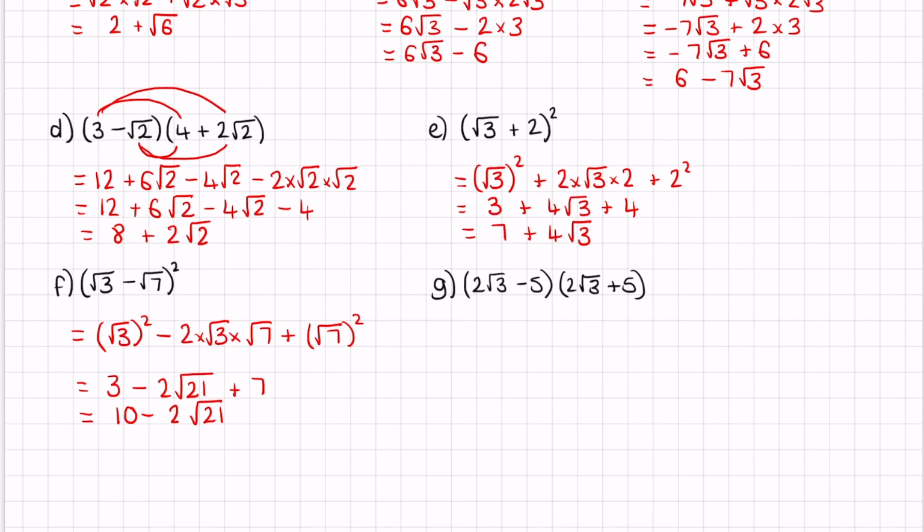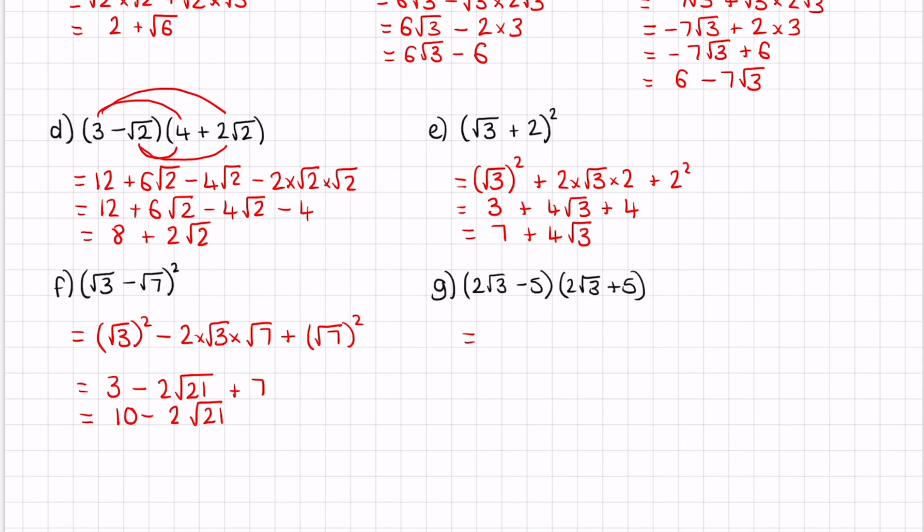And the final one, G, you'll notice here it's a difference of two squares. The A and the B in each bracket is the same. So this will end up being 2 root 3 squared minus 5 squared. Now remember, everything in the bracket is squared, so it would be 2 squared and root 3 squared minus 5 squared. 2 squared is 4, root 3 squared is 3, so 4 times 3 is 12, minus 25, which is negative 13. And that's multiplying radicals.